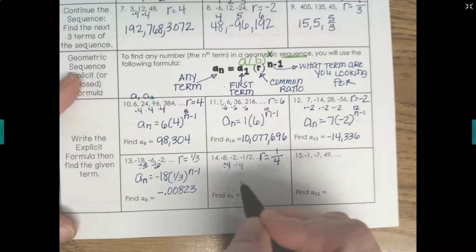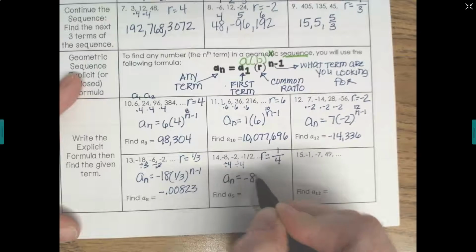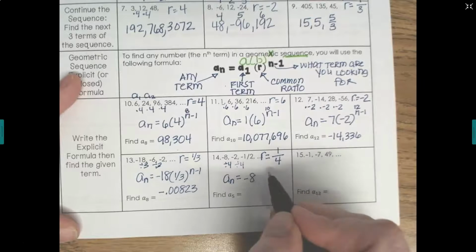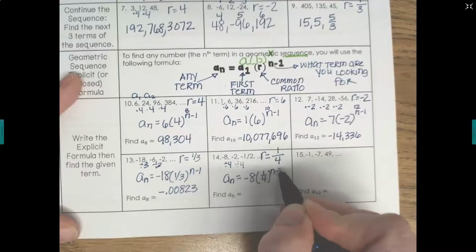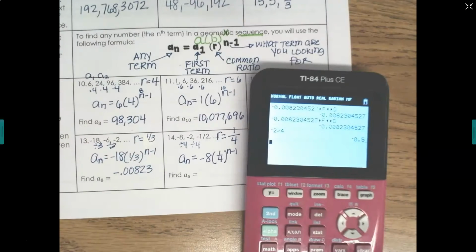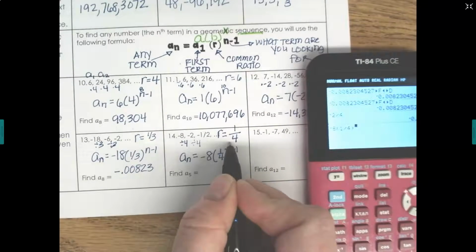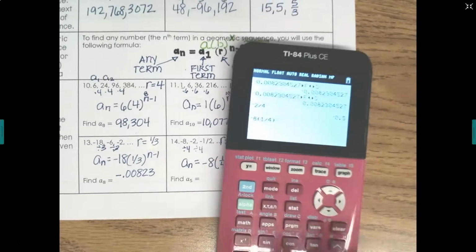Okay, so to find any term in this sequence, our first term is negative 8, and our common ratio is 1/4, raised to the n minus 1. So that's our model for any term in this sequence. So let's find the 5th term. Negative 8 times 1/4, raised to the, we're going to plug a 5 in here for n. 5 minus 1 is 4, so I'll just put a 4 there.